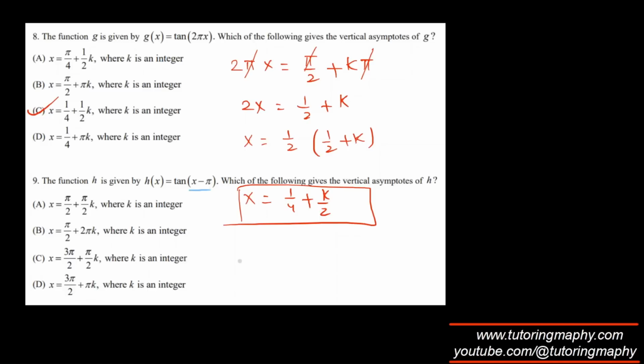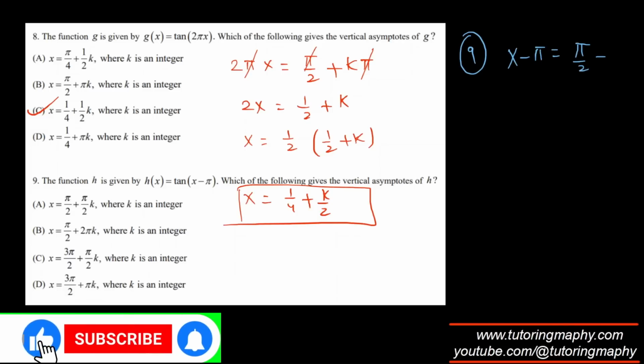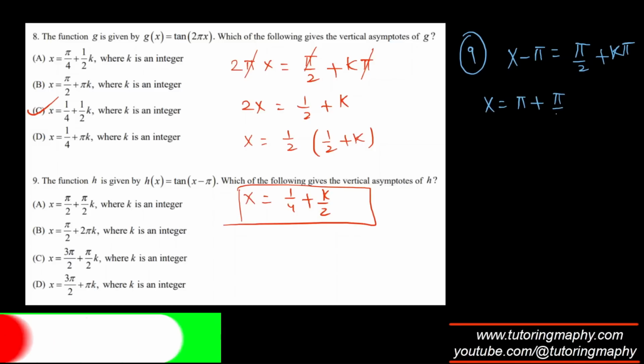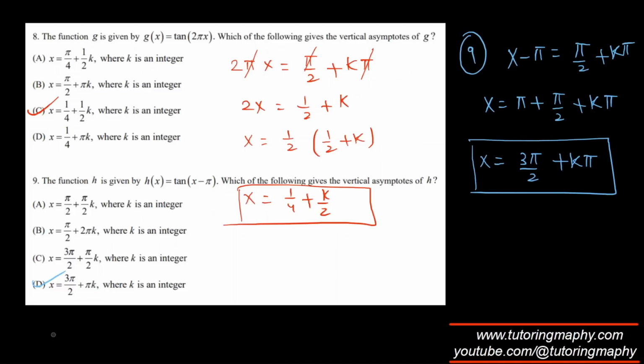We need to find VA once again. So x minus pi should be equal to pi over 2 plus k pi. This is easy to isolate. I'm just going to add pi to both sides, so it will become pi plus pi over 2 plus k pi, and pi plus pi over 2 is 3 pi over 2, so 3 pi over 2 plus k pi. I think I'm going to call it a day here. 3 pi over 2 plus k pi. There you go. Option D is the best choice.